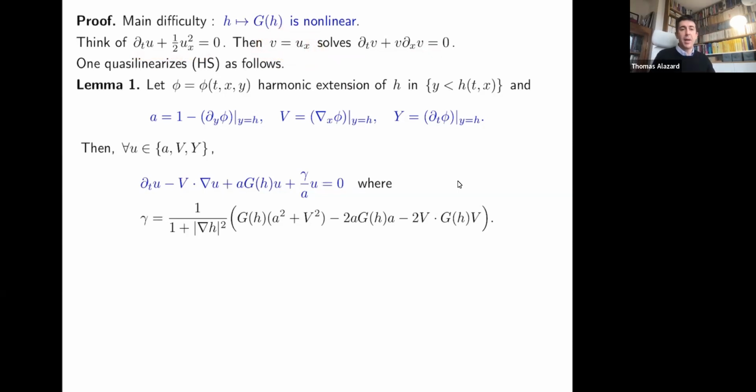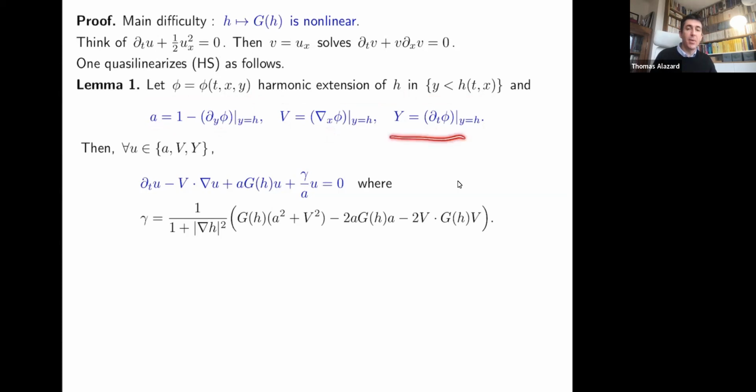The question is to find possible transformation. This lemma says that there are at least 3 different unknowns that you can introduce, namely, denote by phi the harmonic extension of the function h in the fluid domain. Then introduce 3 functions, A, capital V, and capital Y, which are some derivative of phi evaluated on the free surface. They are derivative with respect to either time, x, or y.